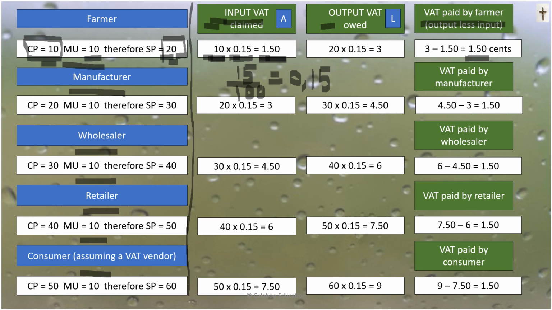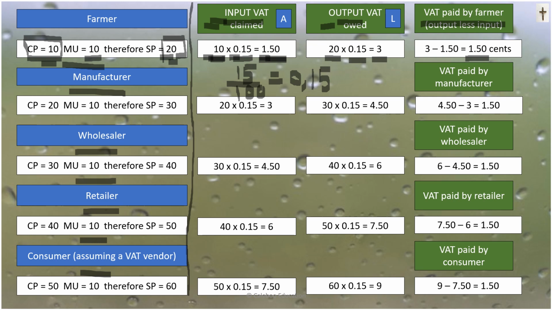If I want to calculate what VAT is put onto the selling price, that is called output VAT. And the output VAT is the 15% that the farmer is going to collect on behalf of the revenue services. So 20 times by 15%, 0.15, is equal to 3.